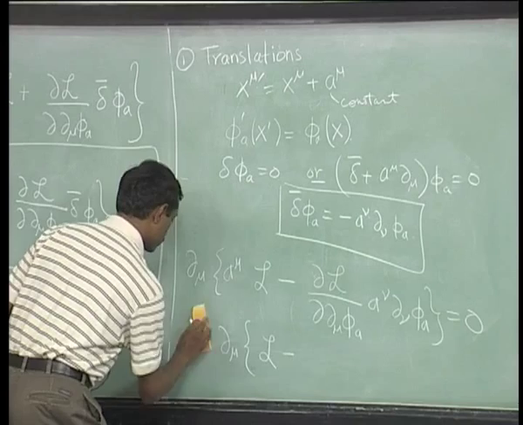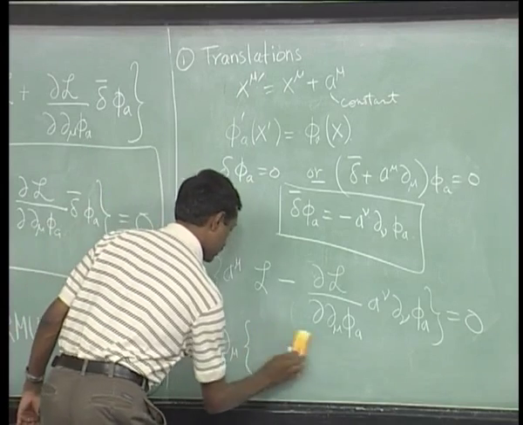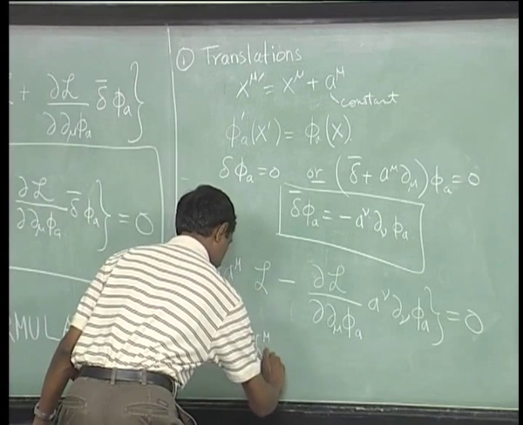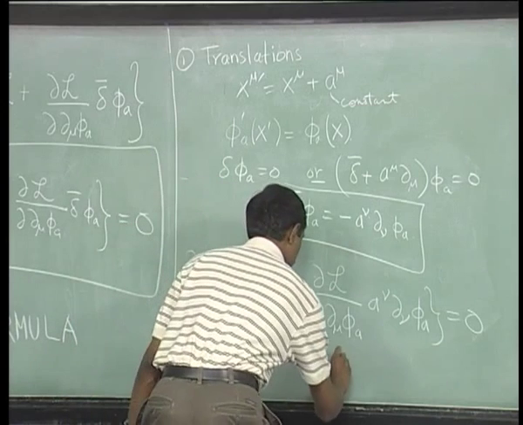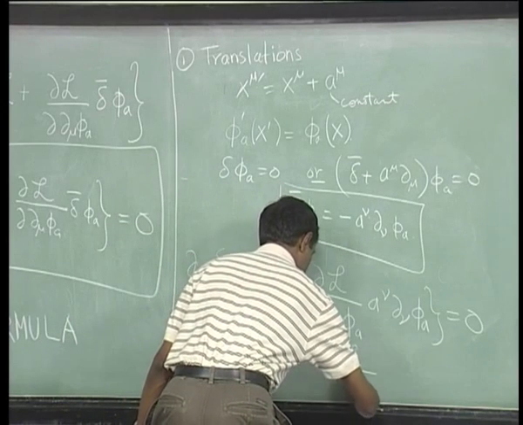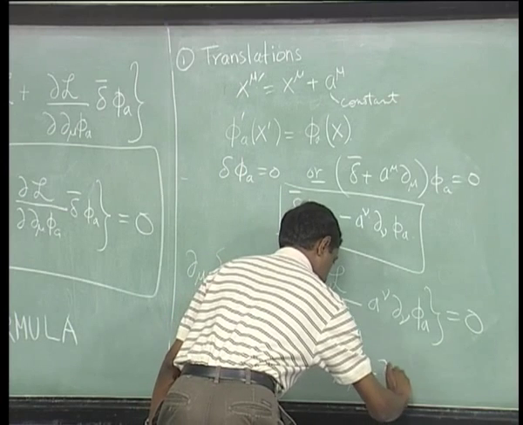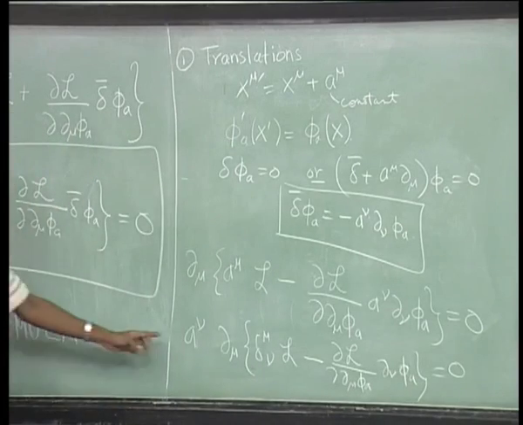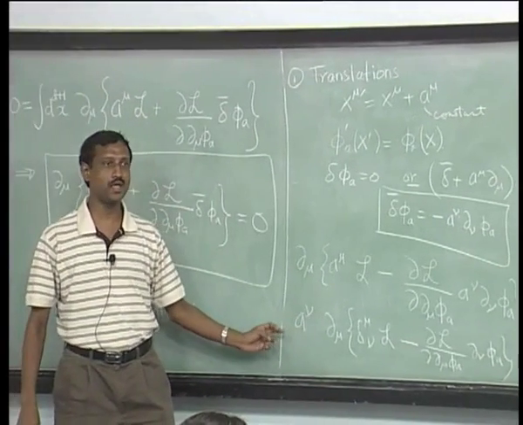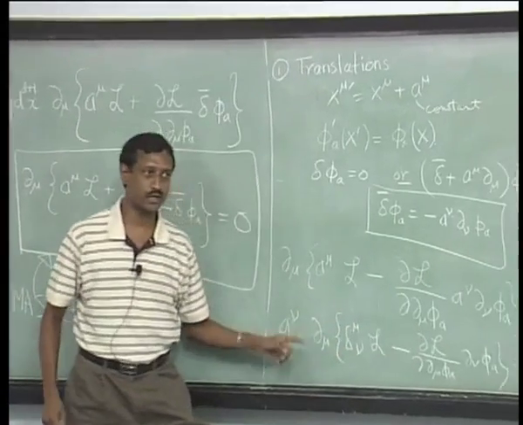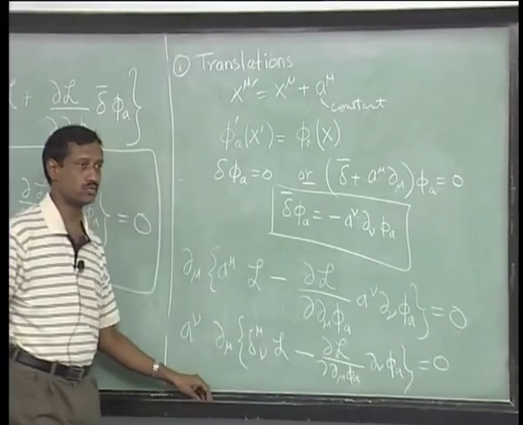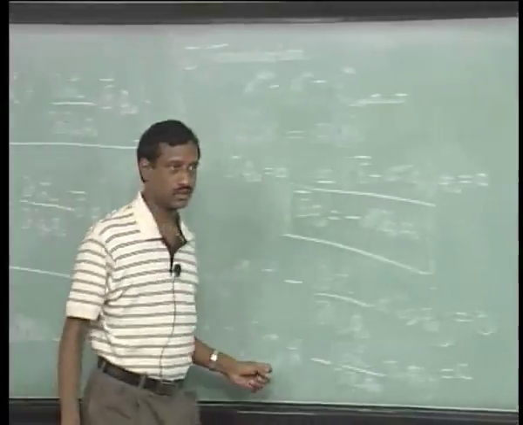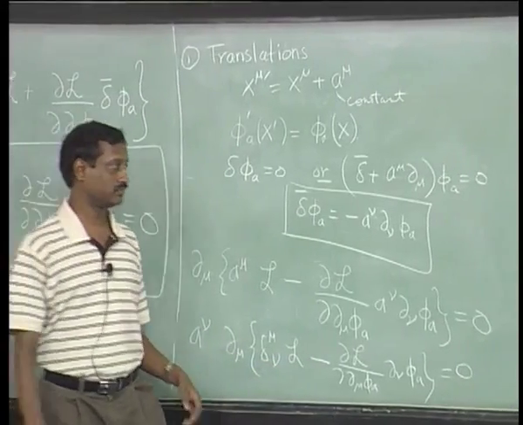Or I will pull out an a nu rather than this. So, you can see for every value, for every a there are 4 parameters, I get one conserved current. And this is what we call T mu nu. So, up to a sign, this is exactly what we wrote. So, this is minus T mu nu, one upper one lower.